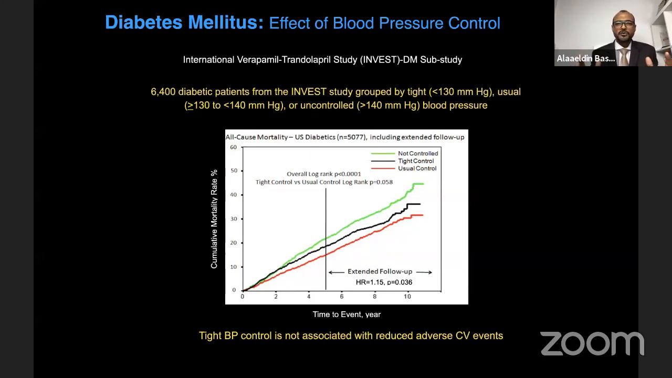If we look at blood pressure control, and this is data from the INVEST diabetes sub-study, where they looked at patients with diabetes and hypertension at the same time, and they tried to look for the risk of cardiovascular events and mortality, and whether patients are controlled or not. So a diabetic patient who has a controlled blood pressure, and a diabetic patient who has an uncontrolled blood pressure. The green line represents patients with diabetes who had an uncontrolled blood pressure. And if you look at mortality, it is significantly higher compared to patients who are well controlled.